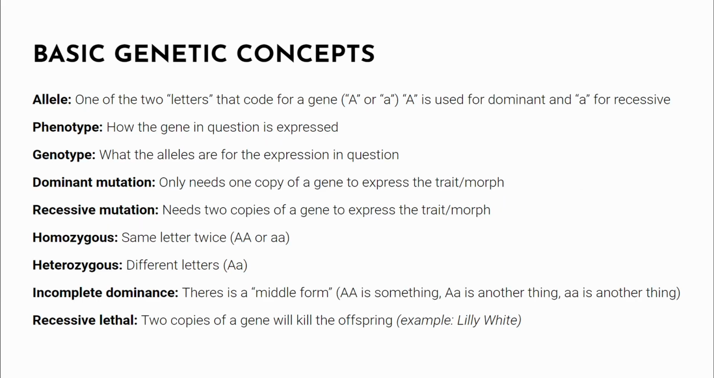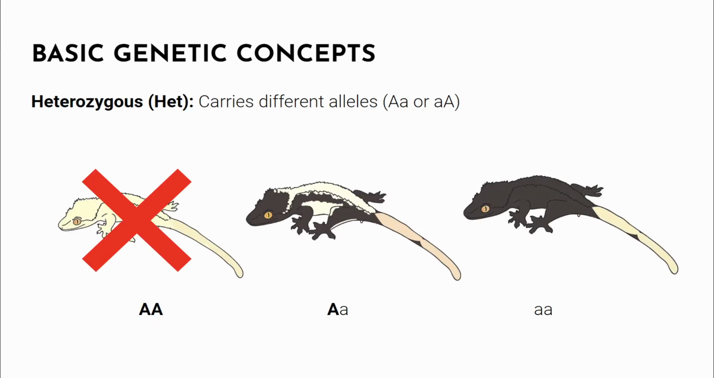A heterozygous individual is an individual that has different alleles, so big A, small a. An example of this will be all lily whites. All lily whites are big A, small a because they only need one copy of the gene to be shown, and if it had two copies of the gene, it would die. Therefore, all of the lily whites that are in the hobby are heterozygous for the gene lily white.